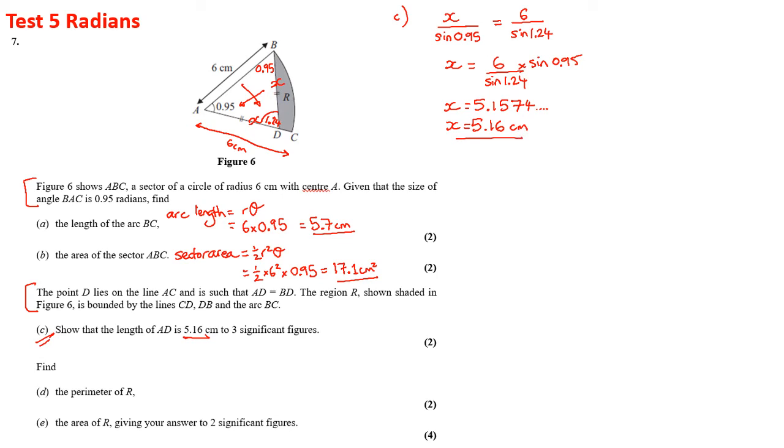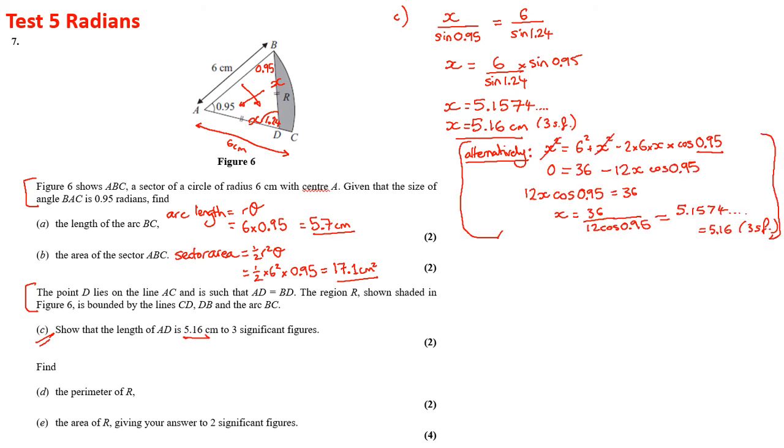If we were to use cosine rule, it would look like this. And I've used this version where I'm using cos of 0.95 rather than 1.24 because 1.24 was a rounded value. We can then solve that equation. And so we get the same answer here, and rounded to 3 significant figures.